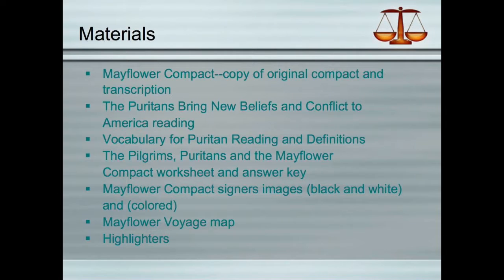The Mayflower Compact, there's a copy of the original compact and a copy of a transcription that was done. A synthesis of material that I put together called The Puritans Bring New Beliefs and Conflict to America, and the vocabulary for the Puritan reading and also definitions, the Pilgrims, Puritans, and the Mayflower Compact worksheet and an answer key. And then there's also a couple of images, black and white and colored, of the Mayflower Compact signers. And then a Mayflower voyage map and highlighters. All materials needed for this lesson.